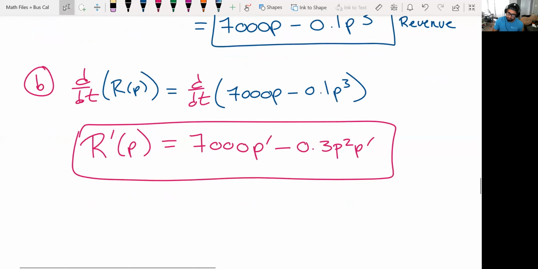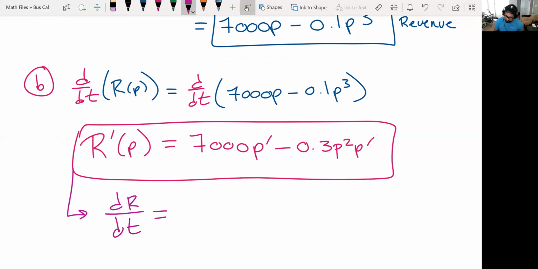And now if it wants the MyMathLab answer, then this is what you write. Actually, this is what we write. We'll say dR over dt equal to 7,000 dP over dt minus 0.3 P squared dP over dt.